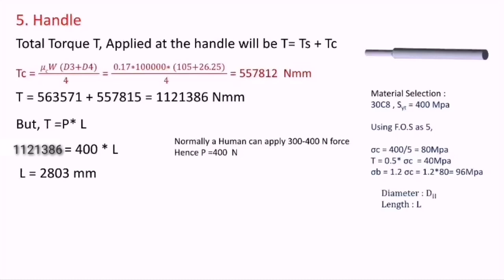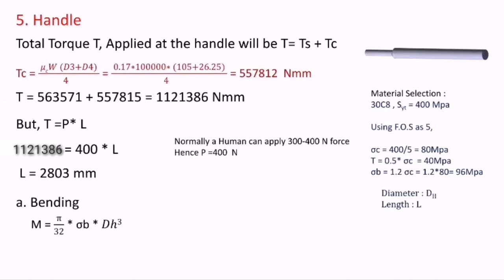Next dimension to be found out for handle is diameter. Now if you observe that while applying the force on the handle, this handle will be subjected to bending. So for bending I have the relation M is equal to pi by 32 sigma b into dh cube.